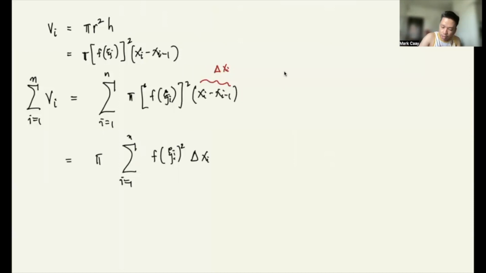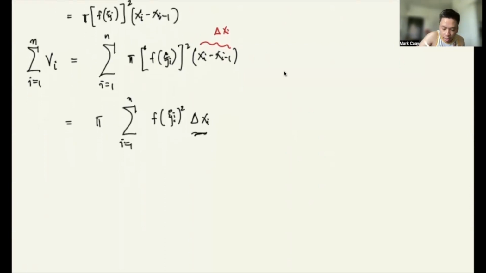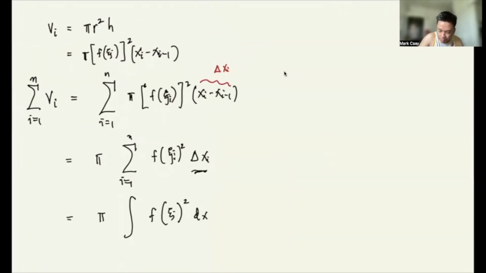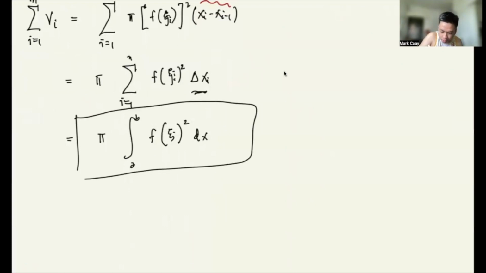Pero, anong ibig sabihin nito? Di ba this is the change of x sub i, so this is the derivative. Although this is a finite sum, so this is the integral, the definite integral. So this is pi of the integral of f of x squared dx. Yan. Tama ba? This is from, ano yung interval natin sa region? This is from a to b. So this is the formula of the volume.